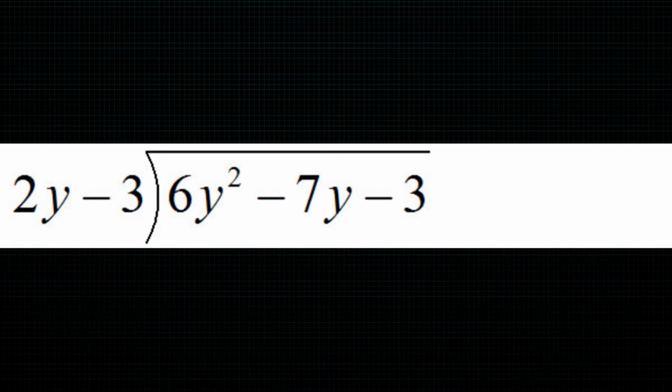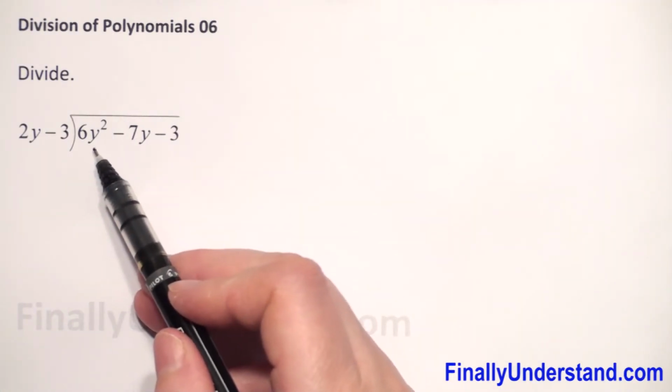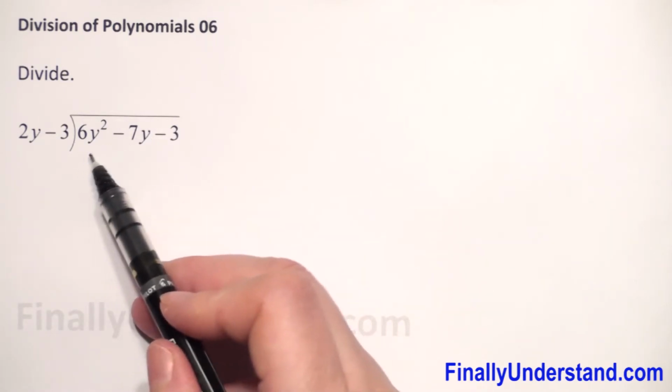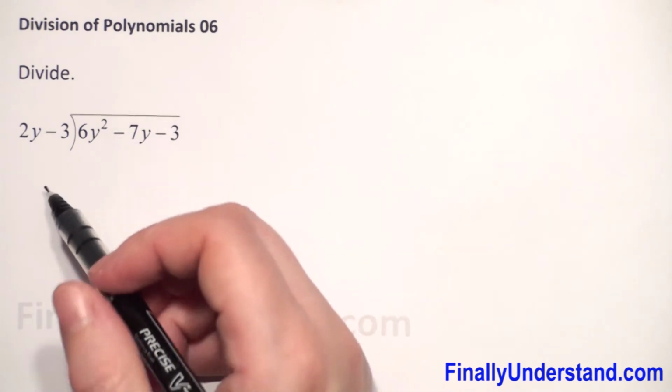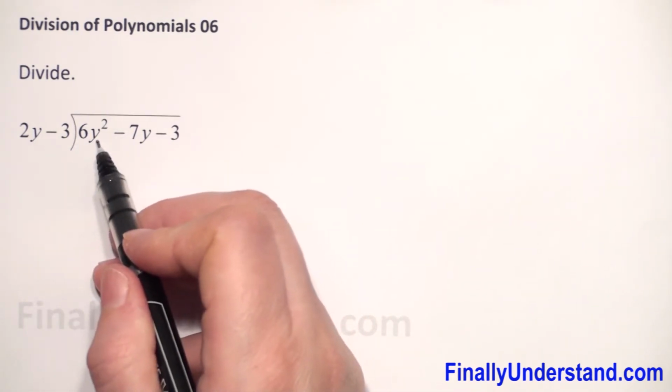We have positive powers, we can do long division, and what else? We have to check our dividend is in decreasing order. We have y squared, next is y in first power, so everything is okay. So we have to concentrate now on the first terms, 6y squared and 2y.